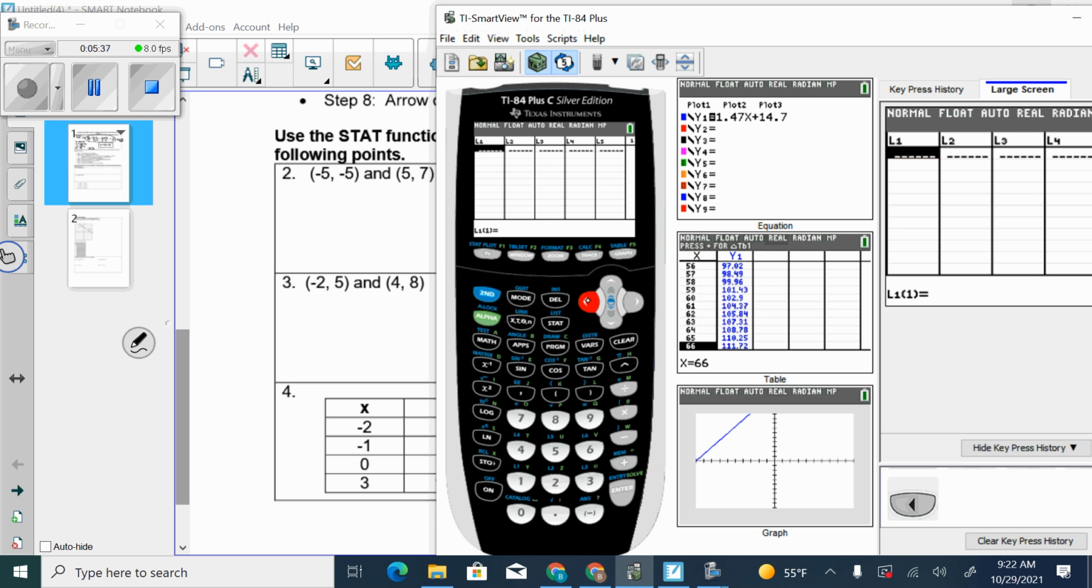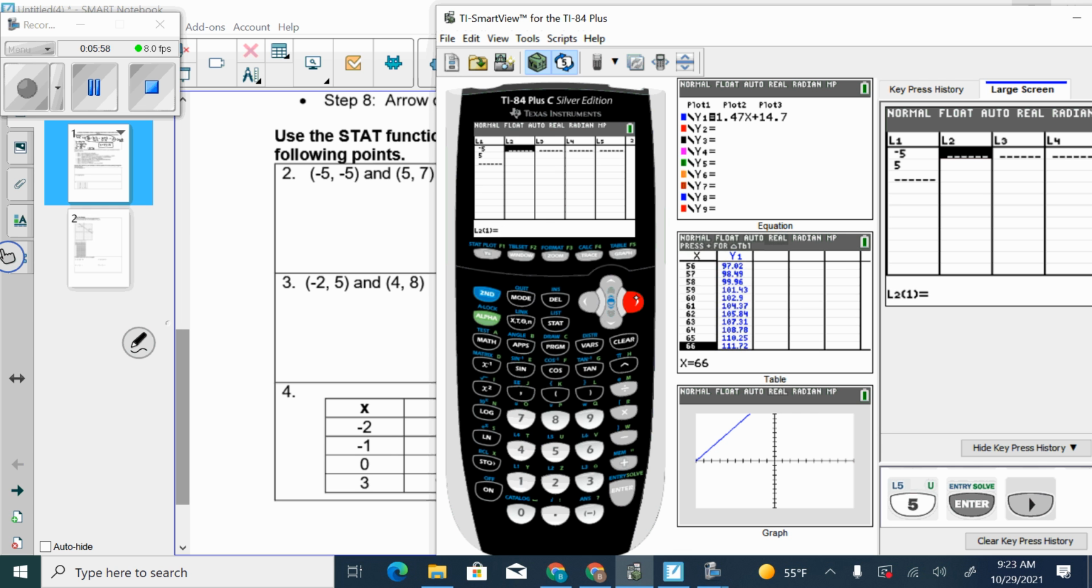So if these are my coordinate points over here, the x value in the first coordinate point is -5. So I type in -5 and I have to press enter so it'll save it. In the second coordinate point, my x value is 5. So I type in 5 and press enter.